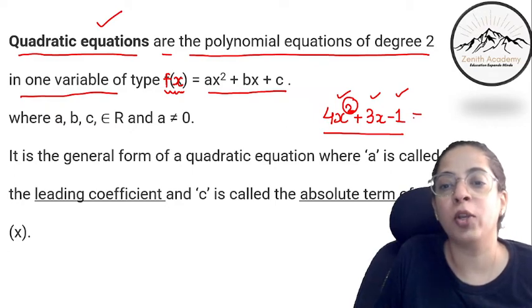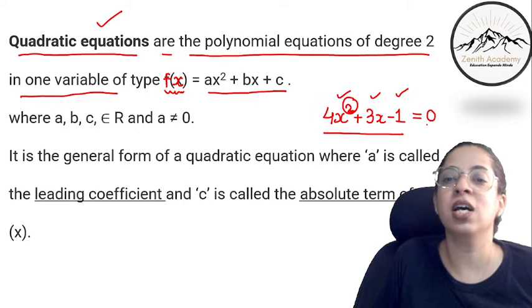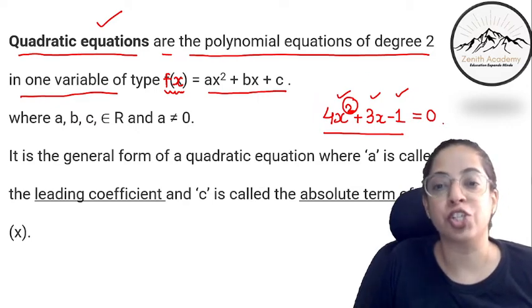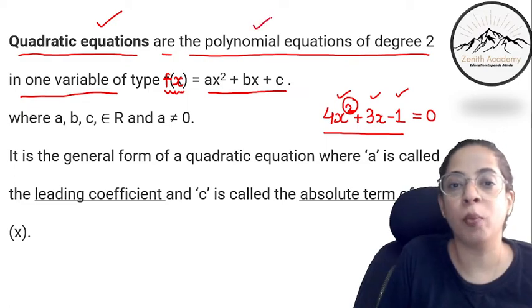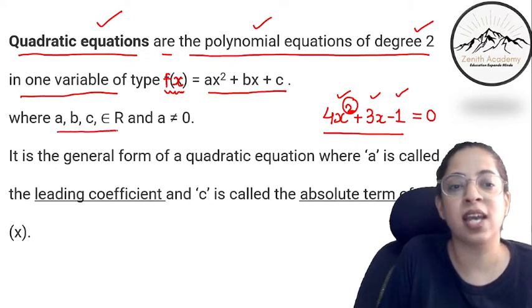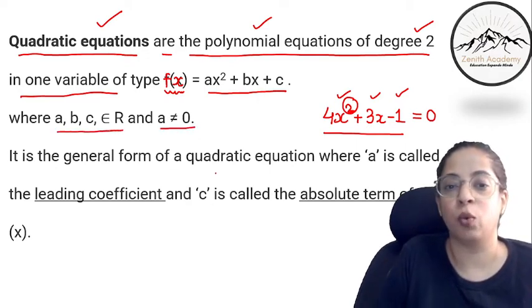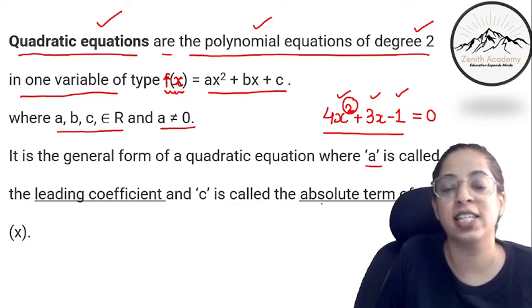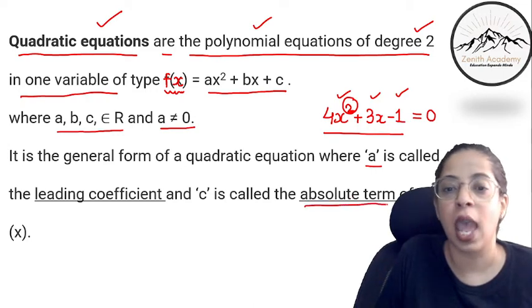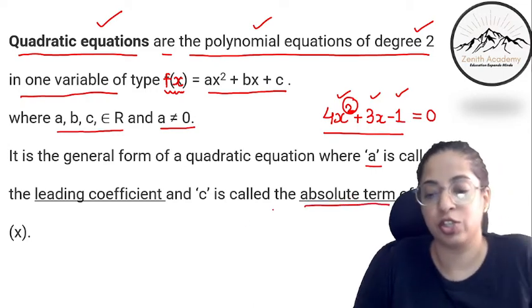When a quadratic polynomial is equated to 0, it becomes a quadratic equation in one variable. So it is a polynomial equation of degree 2. इसका degree 2 है in one variable type, where a, b, c are real numbers and a is not equal to 0. It is the general form of a quadratic equation where a is called the leading coefficient and c is called the constant or the absolute term of this equation.